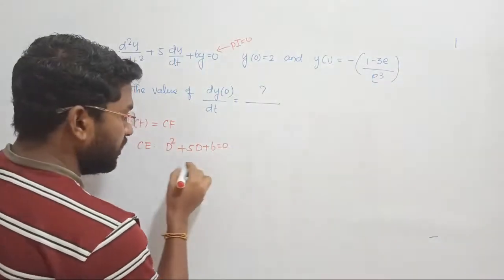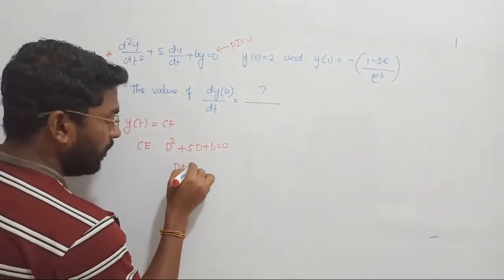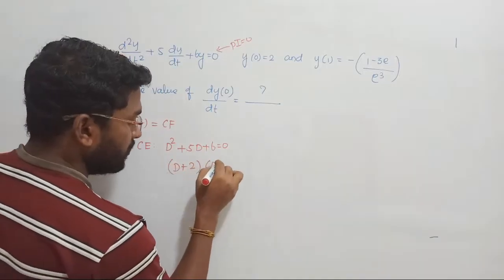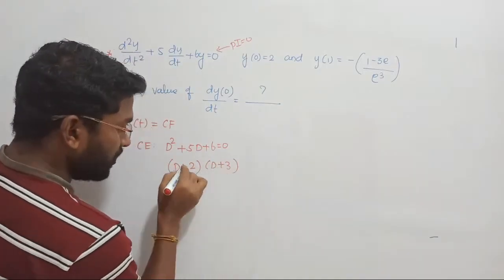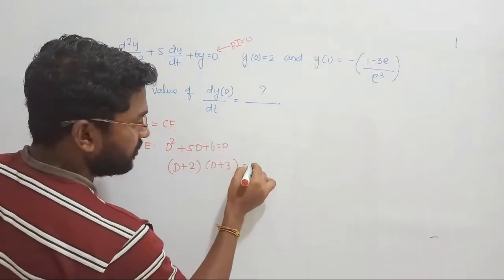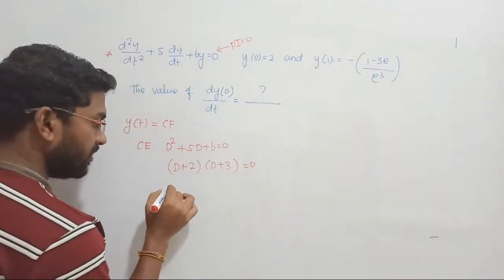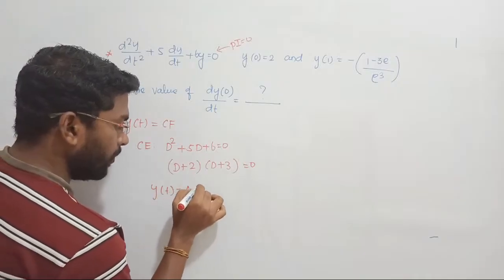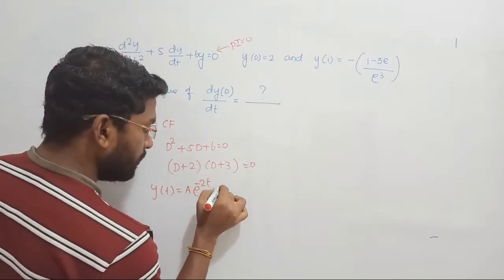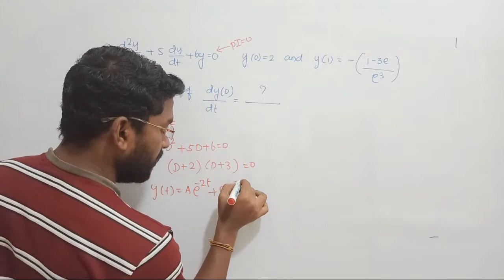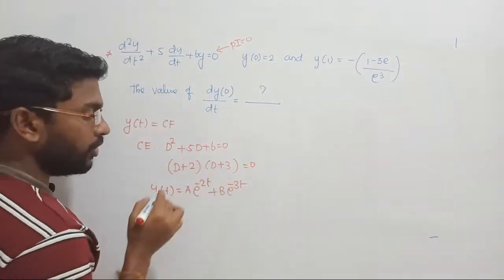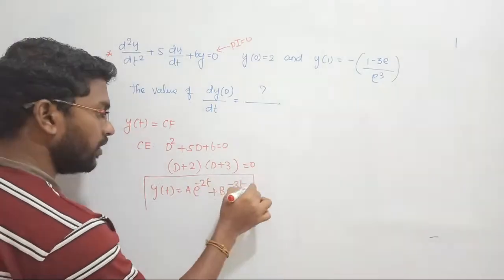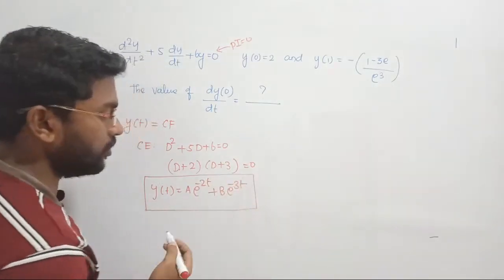Anyway, we can break the roots directly. It can be written as d plus 2 into d plus 3, such that 2 plus 3 will be 5 and 2 into 3 will give you 6, equal to 0. Let me write the answer directly. So y of t can be written as arbitrary constant a into e power minus 2t plus b into e power minus 3t, since d equal to minus 2, d equal to minus 3. That is the equation that we got. Yes, we got the solution.